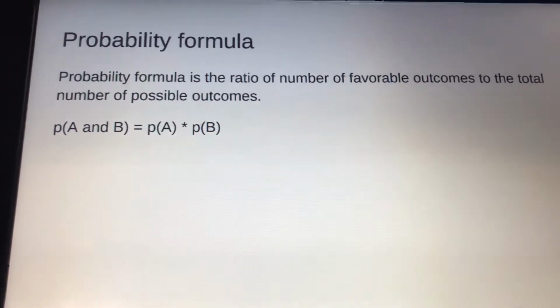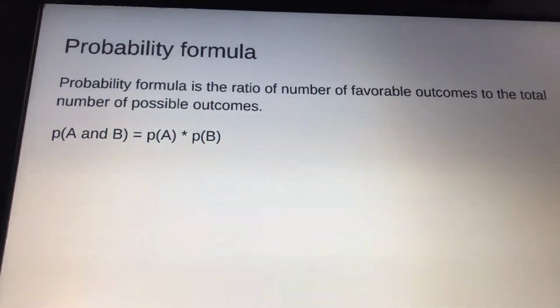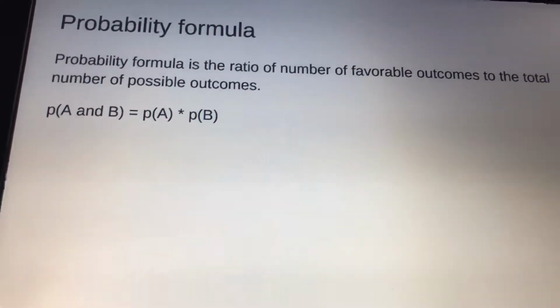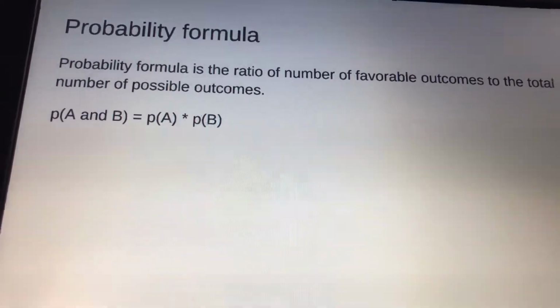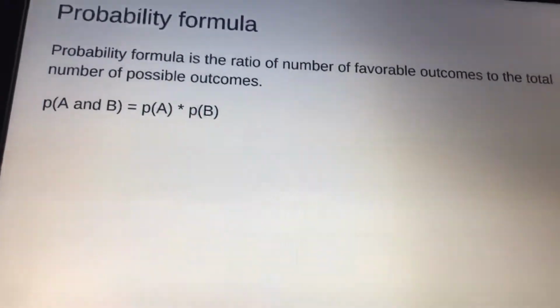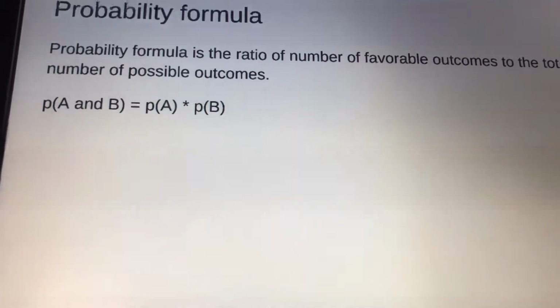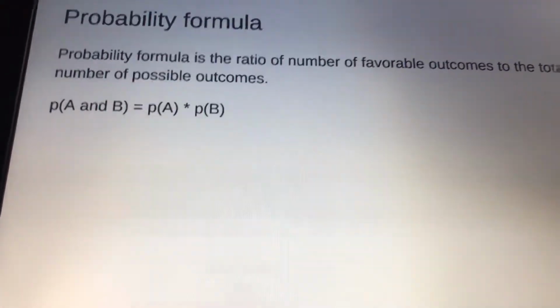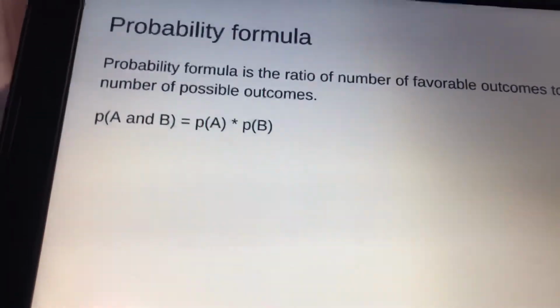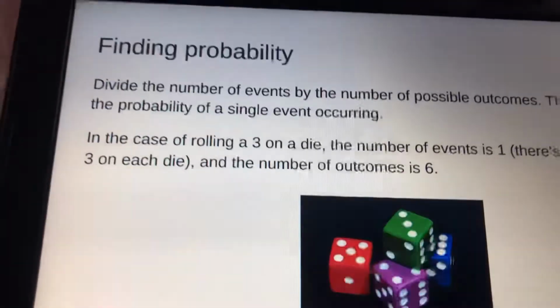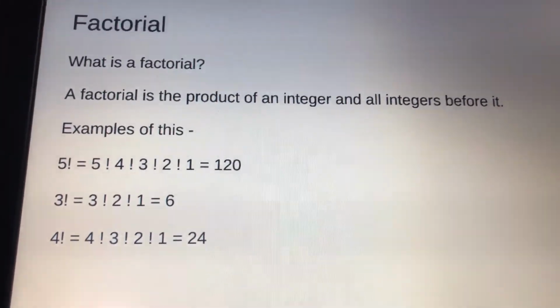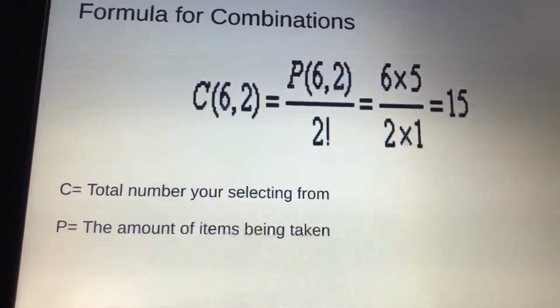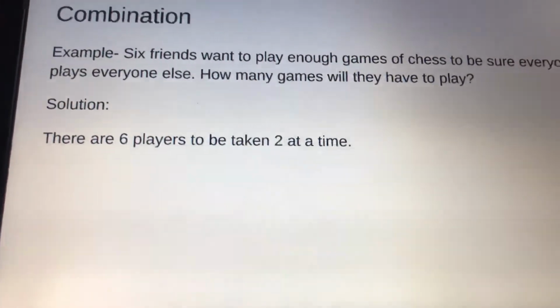Probability formula: the ratio of the number of favorable outcomes to the total number of possible outcomes. P(A and B) is equal to P(A) times P(B). That is the example of that. Now let's go back up to around here.